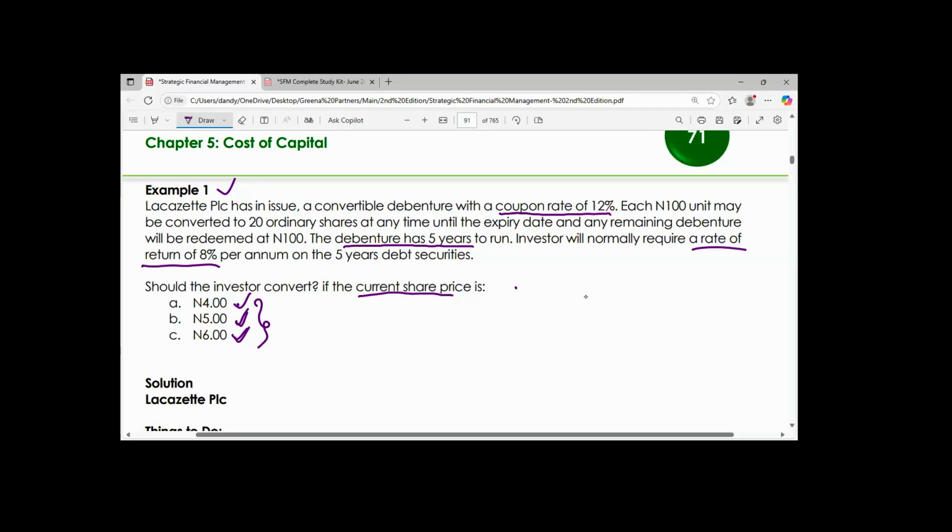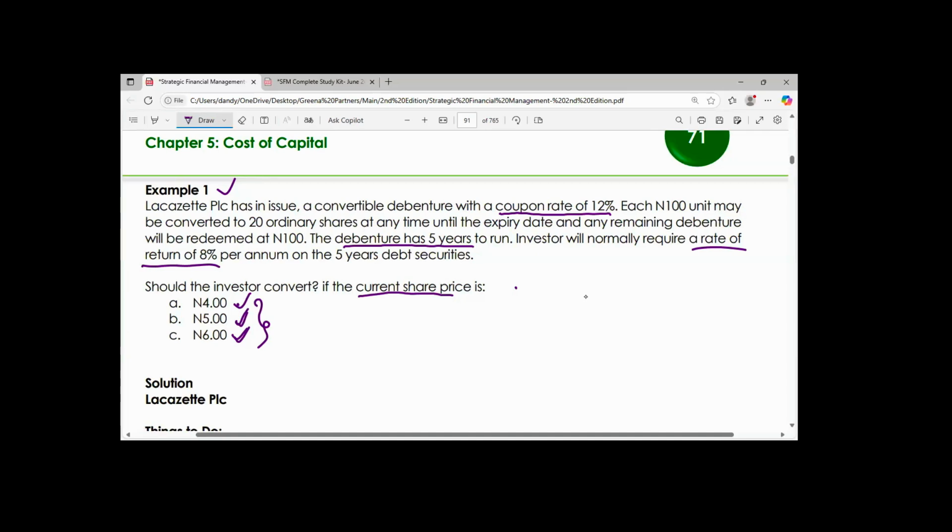Now, first thing first, like I said, you need to calculate the redemption value. How do you calculate the redemption value? Simply go ahead and calculate the internal rate of return, calculate the present value, because I explained to you that the market value of a debenture, or market value of debt, represents the present value of future cash flows.